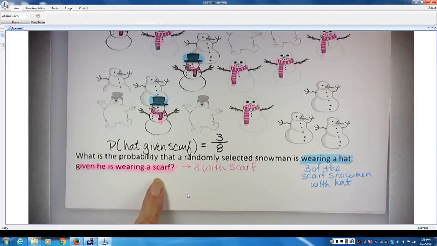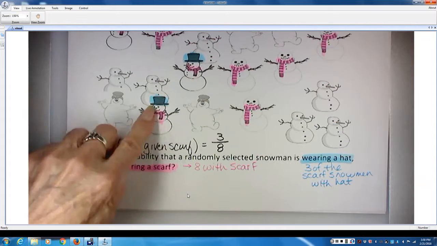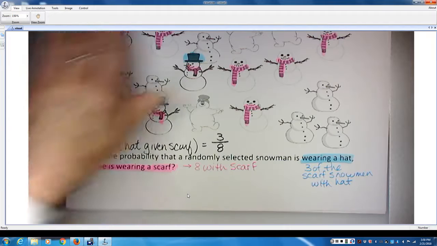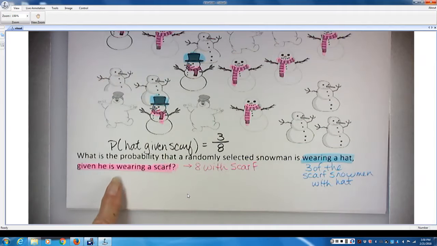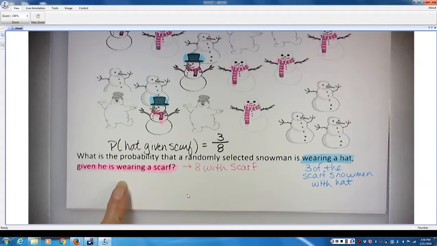Just don't get this confused with the ones that are wearing hats and scarves. If I just say, what's the probability you randomly select a snowman that's wearing a hat and a scarf, that is still those same 3 snowmen, but then I'm selecting them out of the whole entire group of 18 snowmen, if I don't specify that I was only looking at the ones that were wearing scarves. That's where you have to be careful, is when you see that word given. That becomes a very important word because that changes your denominator. Okay?